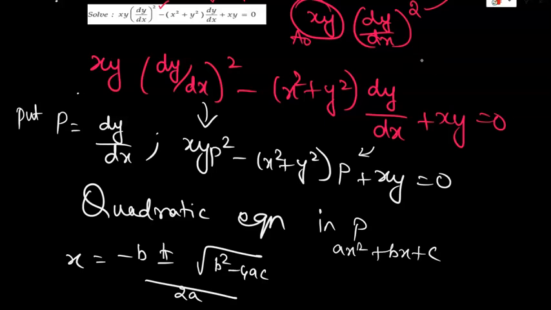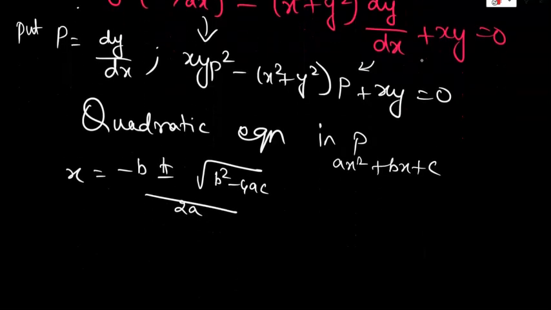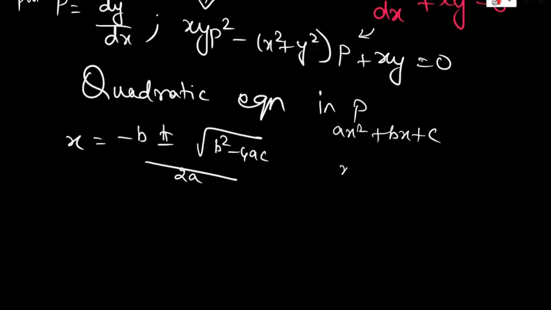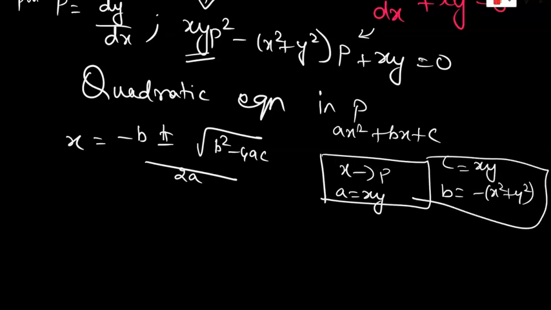Now if you see, in the place of x what do we have? p. In the place of a is xy, see here, this is xy. In the place of b, minus of (x square plus y square). And in the place of c, we have xy. See, these equations are the same as your quadratic equation. We just have to substitute these values over here.